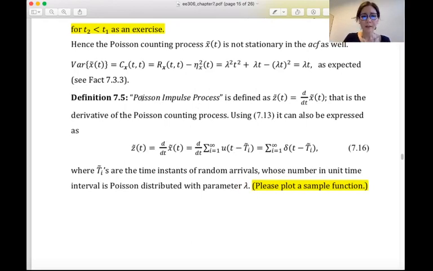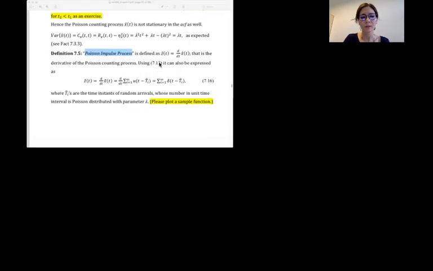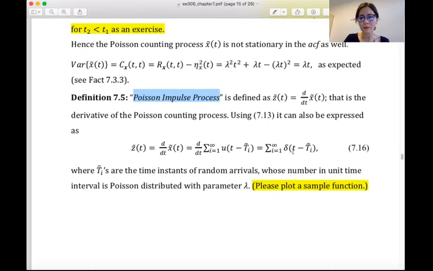So this is what we call the Poisson impulse process. Very simply, it's going to be defined as the derivative of the Poisson counting process. So take x of t, differentiated with respect to t. Of course, you have this discontinuity, so you're going to get a delta here, and an impulse, and another impulse at t2, and so on. You can formally show it as, if you write x of t in terms of unit step functions, you differentiate it so you get deltas.